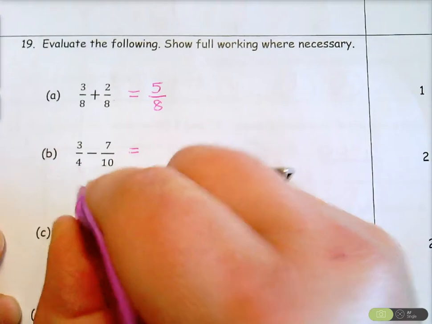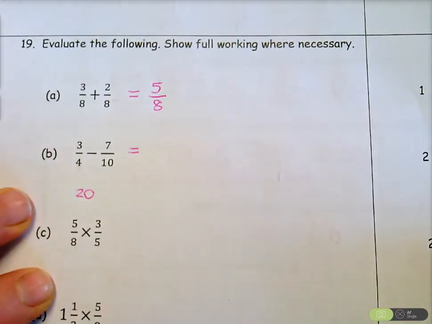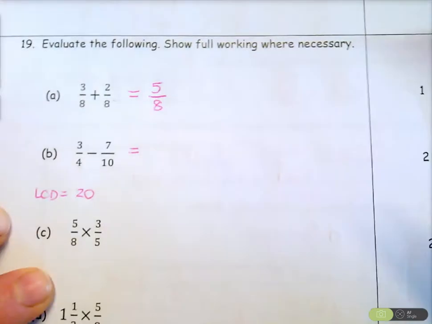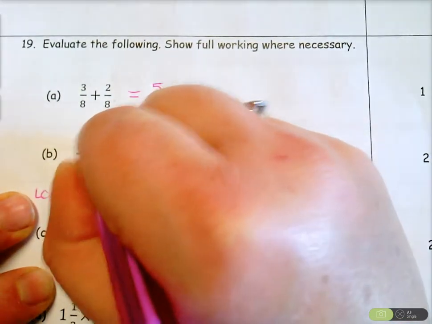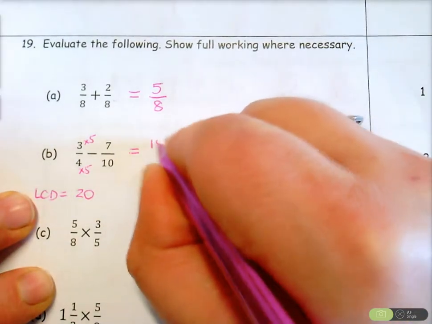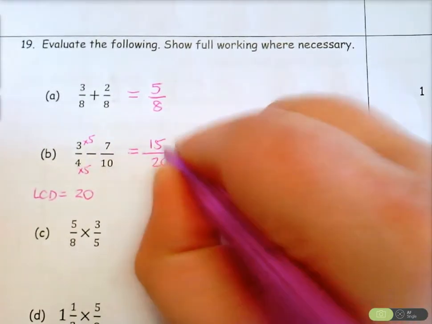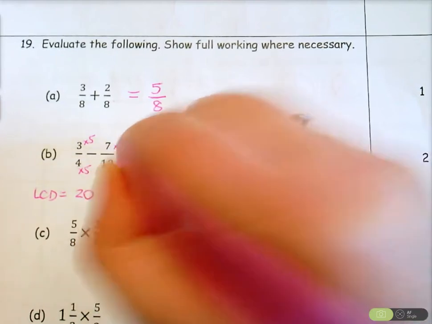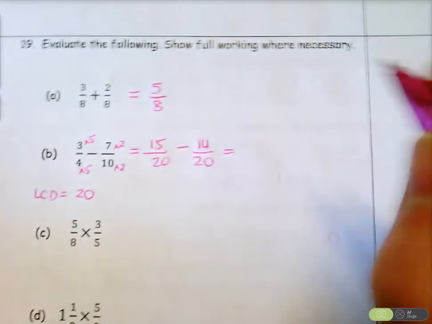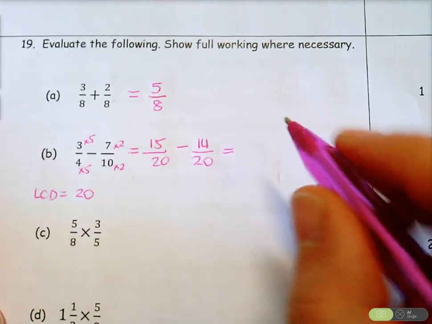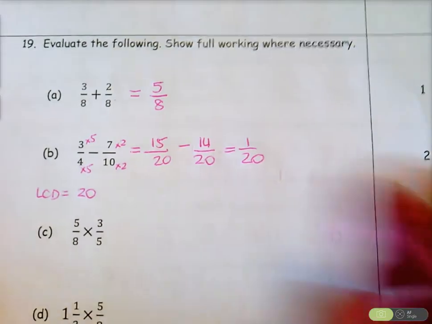What number does 4 and 10 both go into? Well, they both go into 20. So I'm going to make my lowest common denominator equal to 20. So to make this one 20, I'll times by 5. So I times that by 5. And I get 15 over 20. And to change this one into 20, I times by 2 and times by 2. So I get 14 over 20. So now that the denominators are the same, 15 over 20 minus 14 over 20 is 1 over 20.